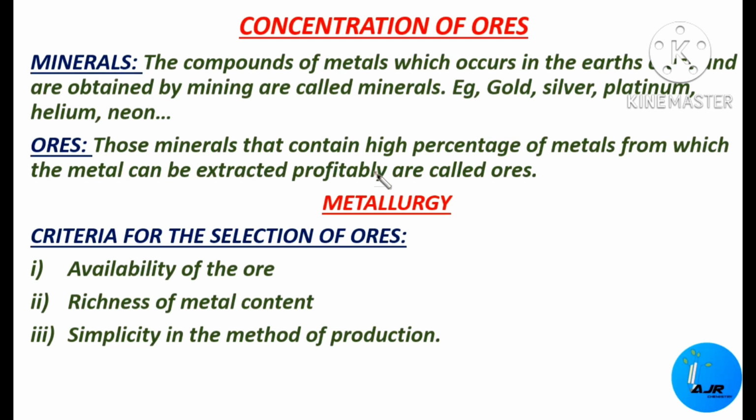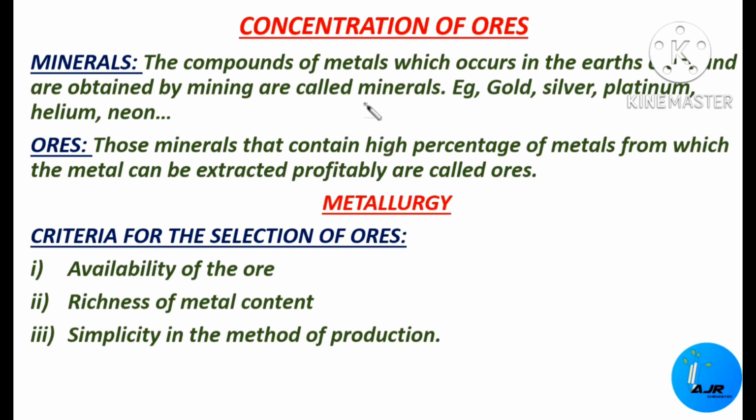Whereas some elements are a little reactive and they occur in the form of their compounds, which is in the combined state. For example, sodium, potassium, calcium, fluoride, and chloride. And elements with moderate reactivity occur in free as well as combined state, that is copper, iron, sulfur, etc.